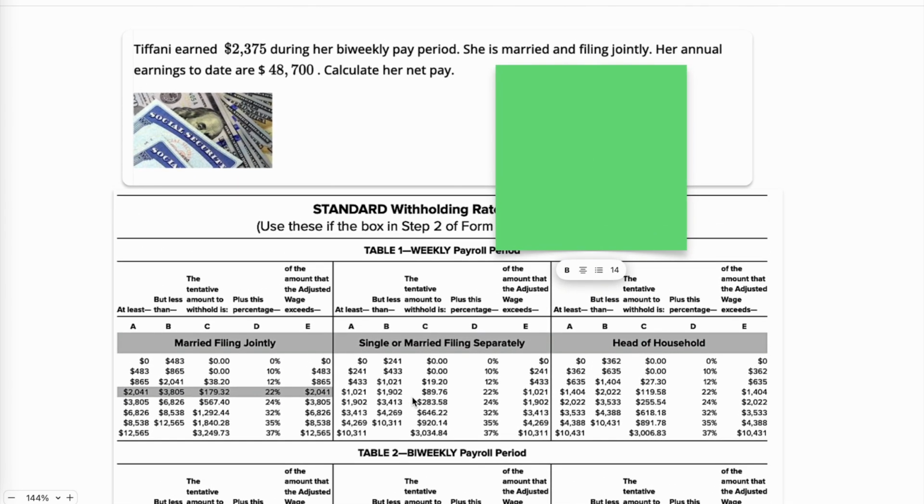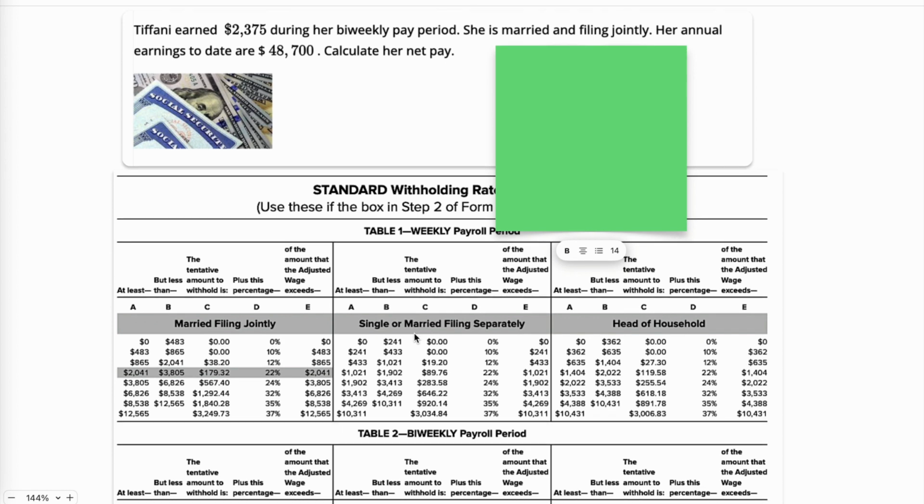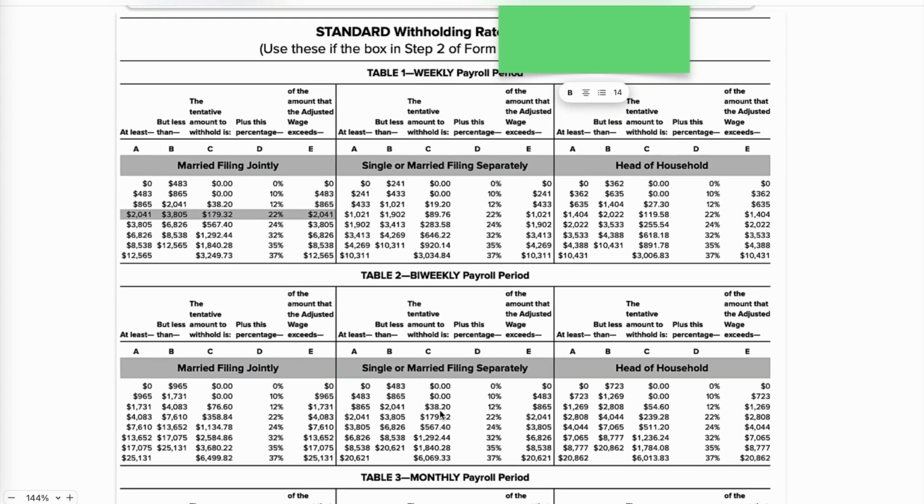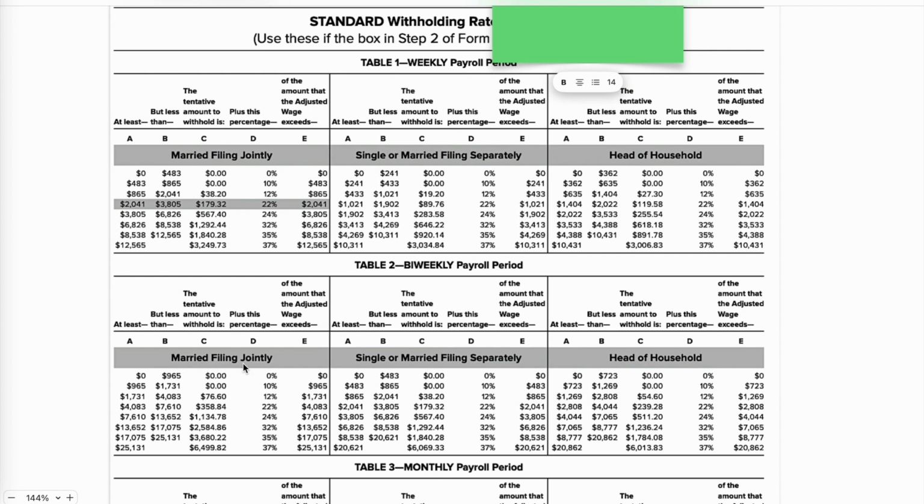The next thing you want to identify is whether the person is married filing jointly, or married and filing separately, because that's going to narrow down which area you're going to look within table 2 of this document. So according to this, she's married and filing jointly. So when we come down to the bi-weekly payroll period, this one right here is for married filing jointly. So we're going to focus on this right here.